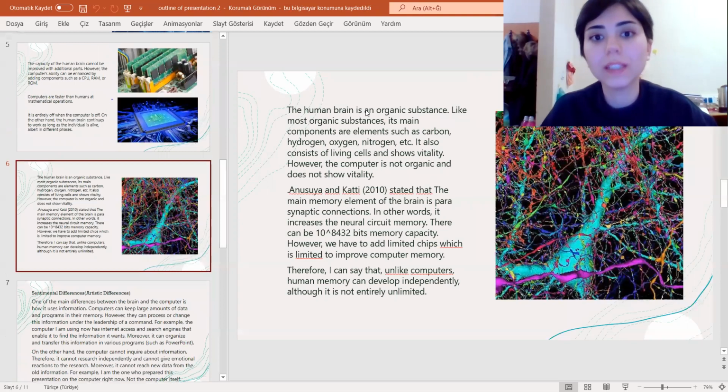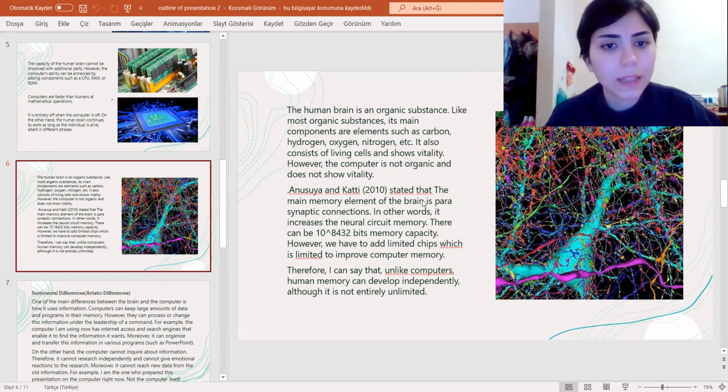The human brain is an organic substance. Like most organic substances, its main components are elements such as carbon, hydrogen, oxygen, nitrogen, etc. It also consists of living cells and shows vitality. However, the computer is not organic and does not show vitality.